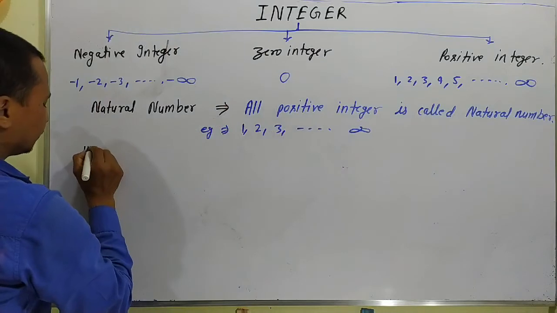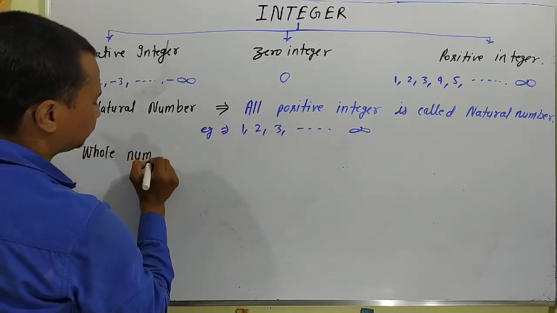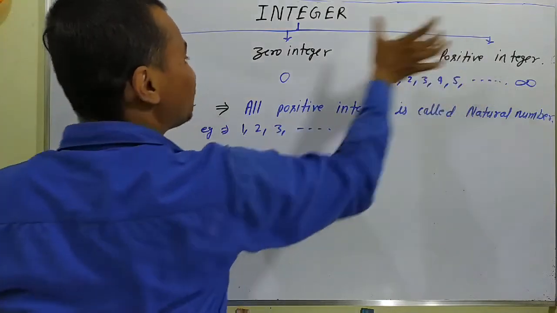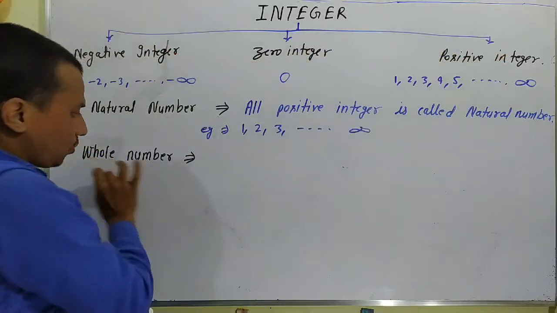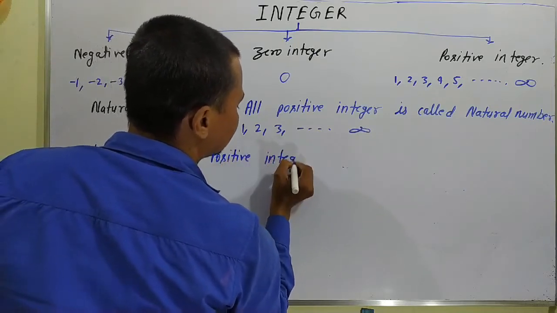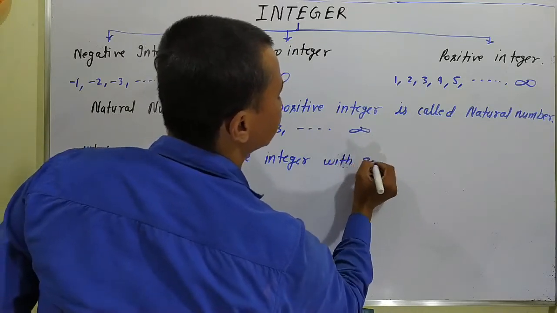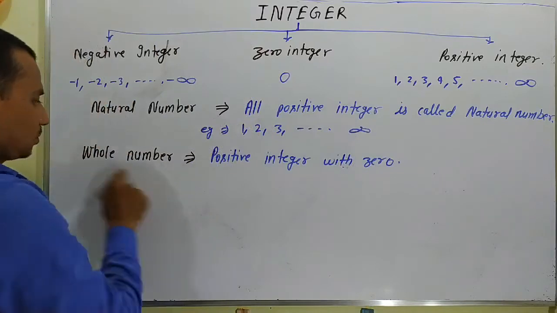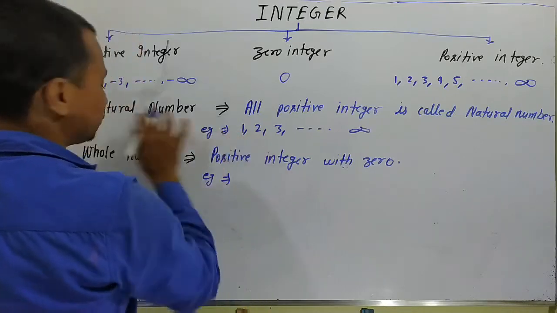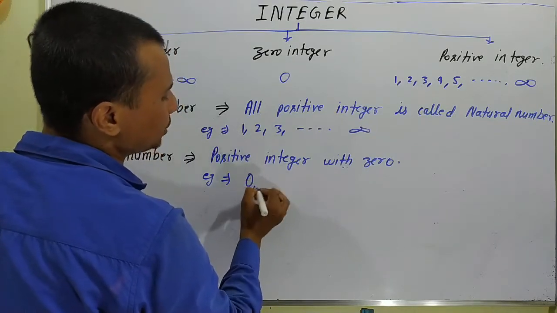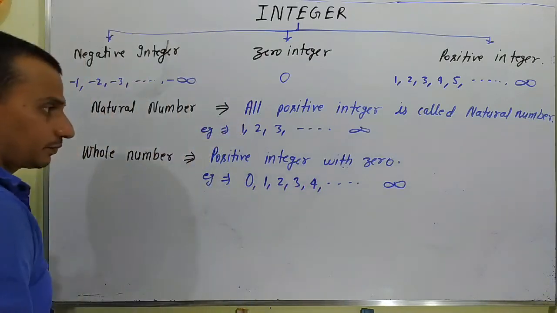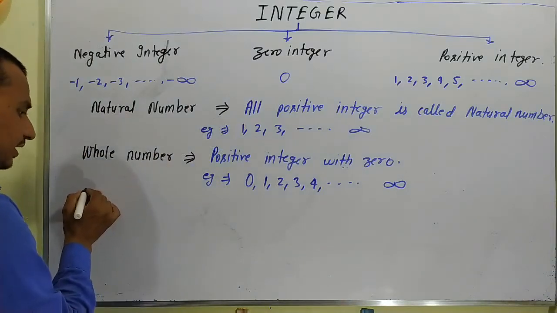Now, whole number. What is whole number? Whole number is positive integer with 0. Positive integer with 0 is called whole number. Okay? Positive integer with 0 is called whole number. Now, what is its example? Example is similar to natural number, but in addition to 0. 0, 1, 2, 3, 4, and so on, up to infinity.